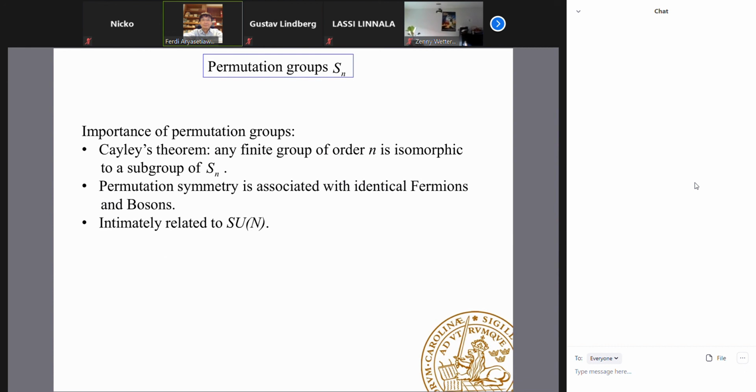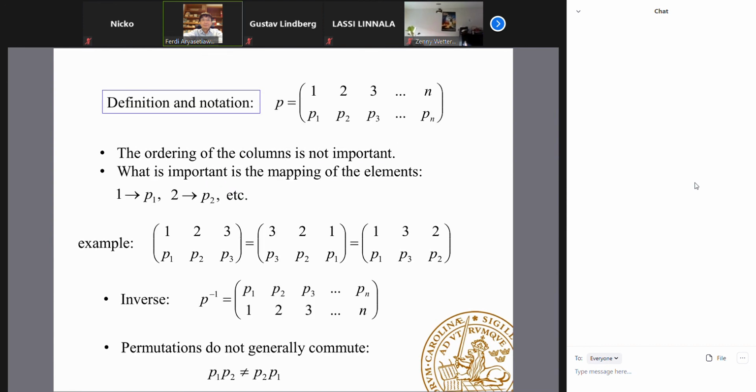So if you're interested, then you can just read the notes. But we just try to go through the proofs of some of the important results only. Okay, so let's start with the definition.